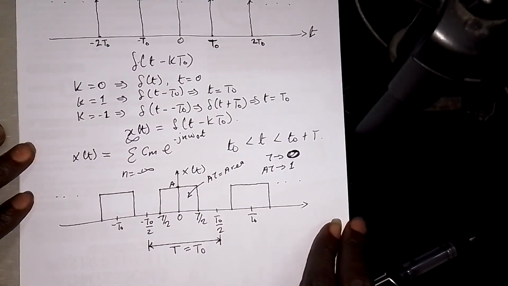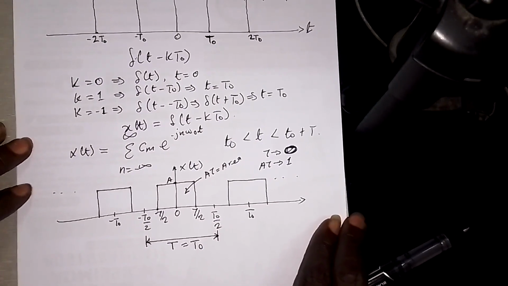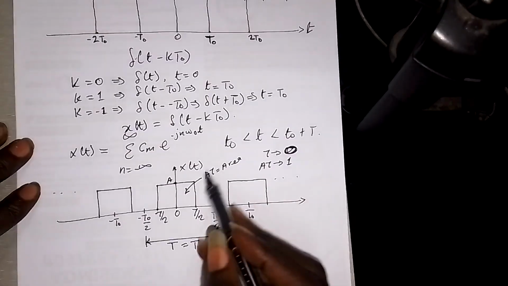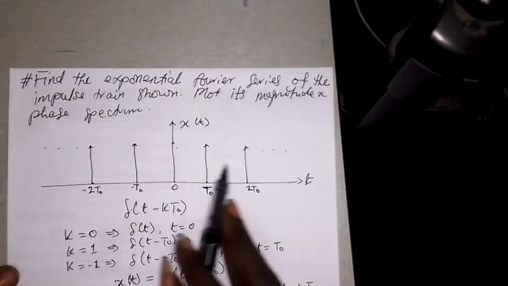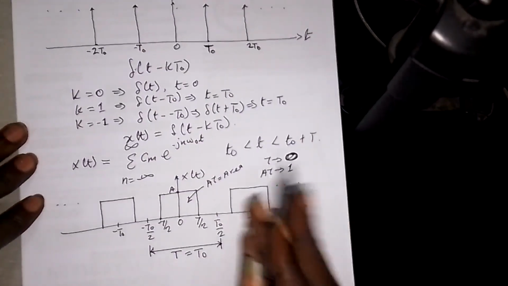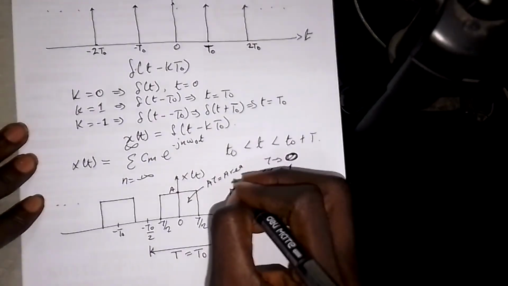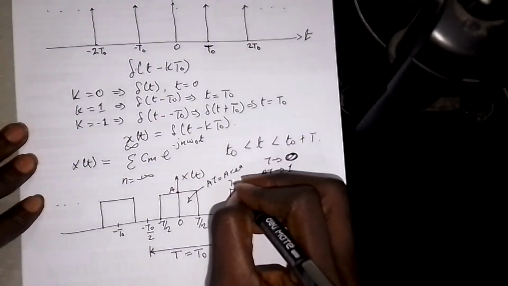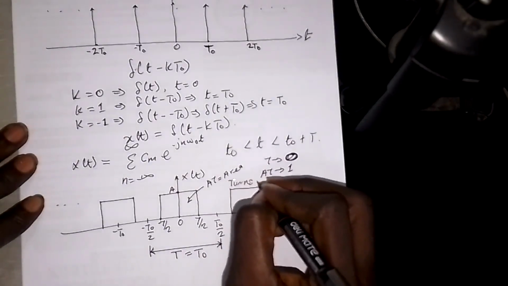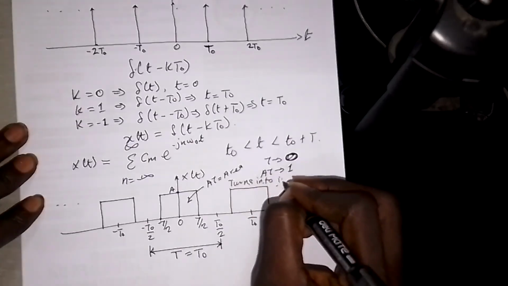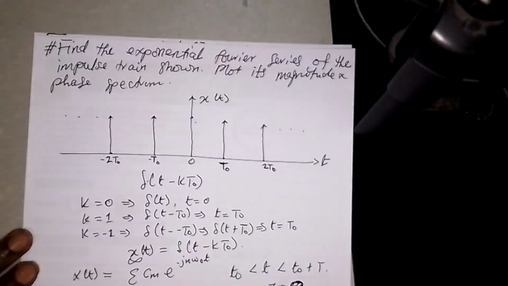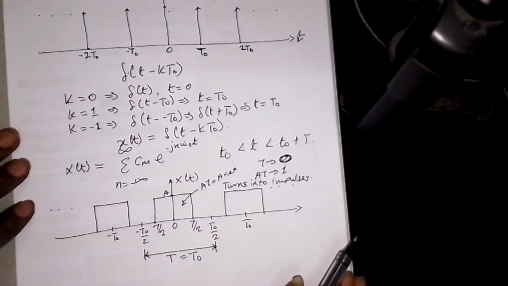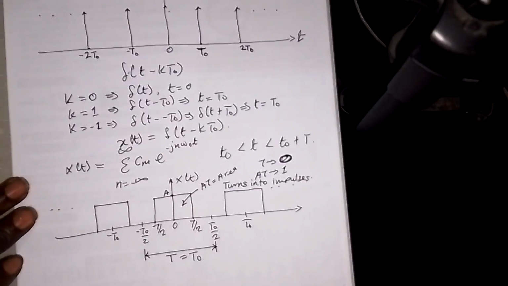Whenever you make that assumption, what you mean is that these big pulses are now turning into the impulses that we have over here. So here I will write: turns into impulses. Now this one becomes this one. So that's the assumption.